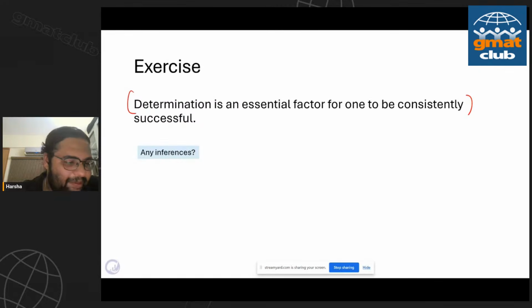If nothing, I will happily proceed, but I'm just waiting to see if there are enough people here, if somebody has something to say. What would you infer if I gave you this?